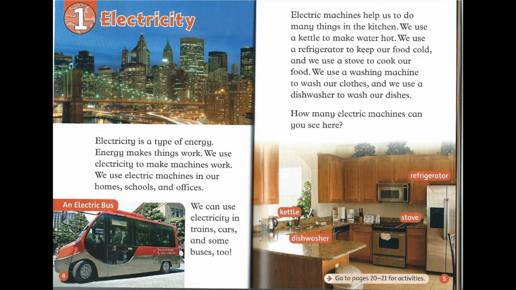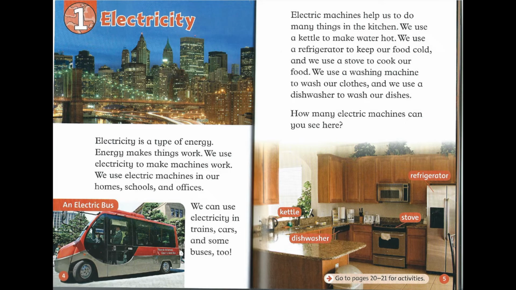Electric machines help us to do many things in the kitchen. We use a kettle to make water hot. We use a refrigerator to keep our food cold, and we use a stove to cook our food. We use a washing machine to wash our clothes, and we use a dishwasher to wash our dishes. How many electric machines can you see here?